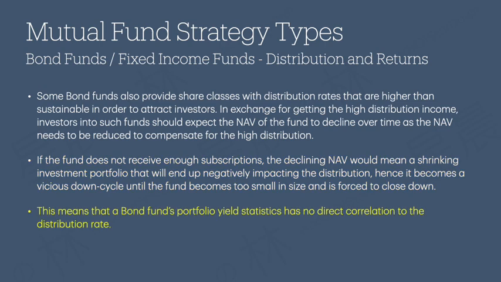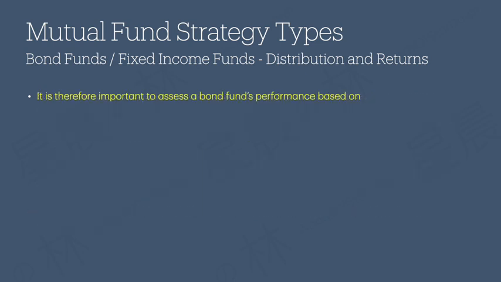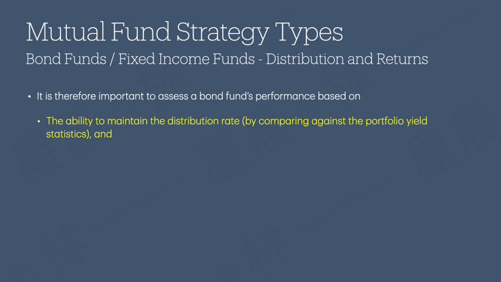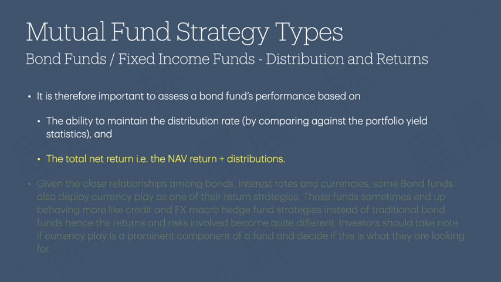So what this means is that while bond funds provide comprehensive portfolio yield statistics to investors, these statistics often have no direct correlation to the distribution rate provided by the funds. Therefore, when assessing performances of bond funds, it is important to look at the ability of the fund to maintain the distribution rate. Distribution should be sustainable. The total net return, which includes the NAV return plus the distributions. Having a higher distribution rate does not mean that a fund is doing better than others.